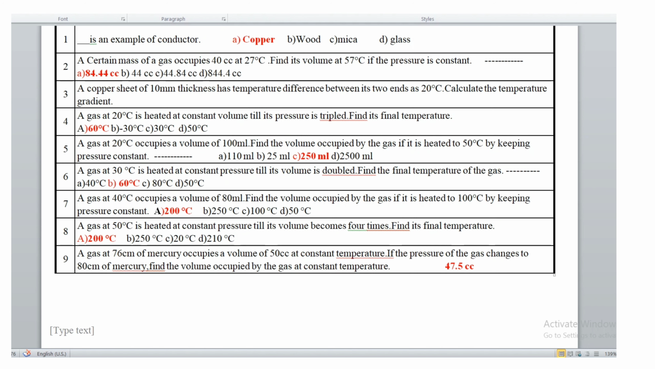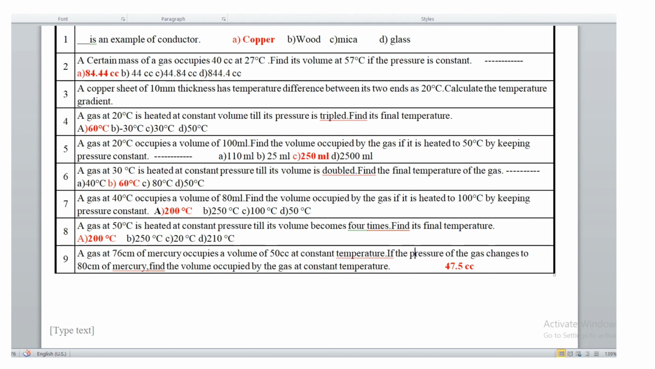A certain mass of gas occupies 40 cc at 27 degrees Celsius. Find its volume at 57 degrees Celsius. If pressure is constant, its volume is 84.44 cc. Then question number 3, a copper sheet of 10 mm thickness has a temperature difference between its two ends of 20 degrees Celsius. Calculate the temperature gradient. You have to calculate the temperature gradient.